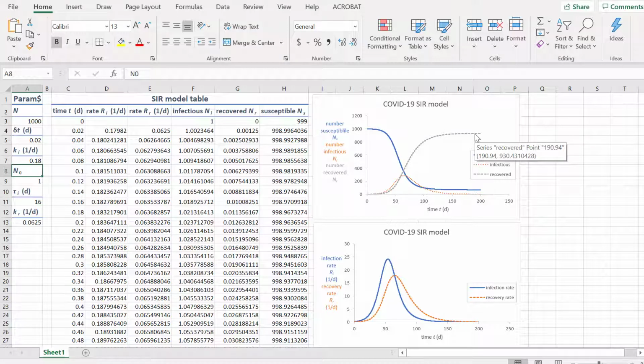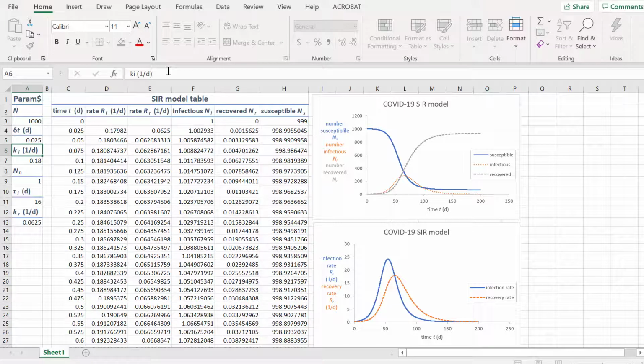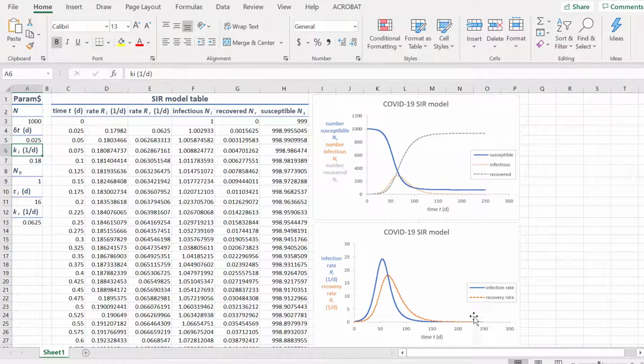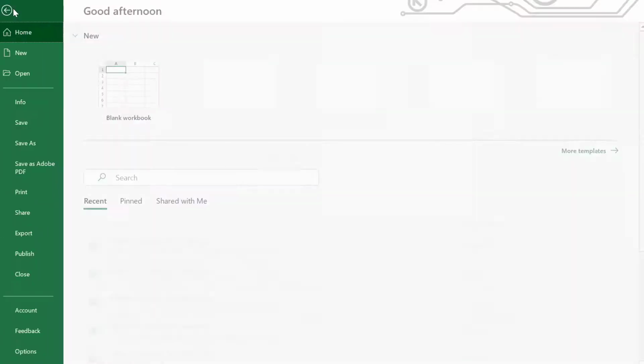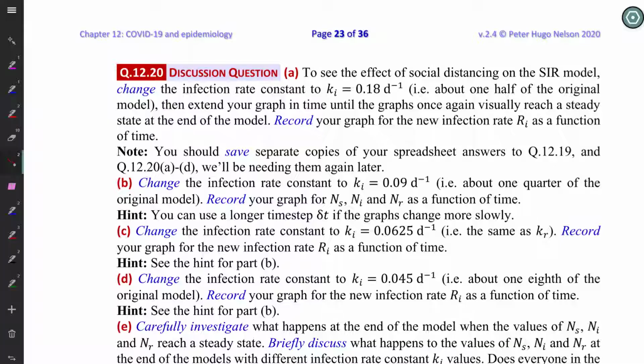Alright, so that's that curve, and this may not quite go far enough, so I'd maybe increase this. Let's try 0.025. I'll do that, hit enter, and now we have an extended period here that's definitely flat in all of the graphs, which is what we want. Alright, so file, save, and now let's go back to our question.